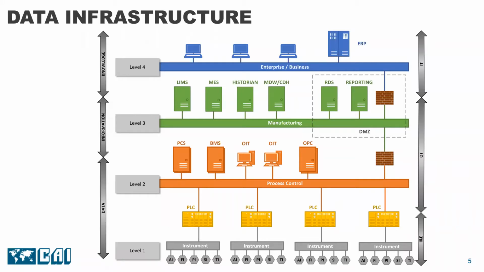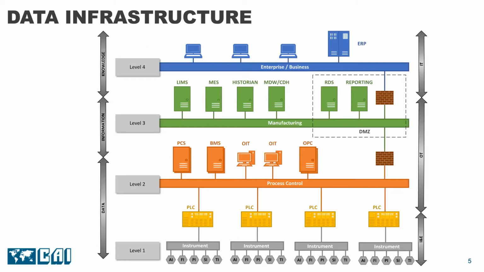Potentially, though, any of the systems at levels 3 and 4 could be located at a remote facility or in the cloud. This diagram is not inclusive of all the systems that would reside at any of the levels, but focuses primarily on those systems that we'll discuss later in this presentation and those that will make up the primary components of our data infrastructure.